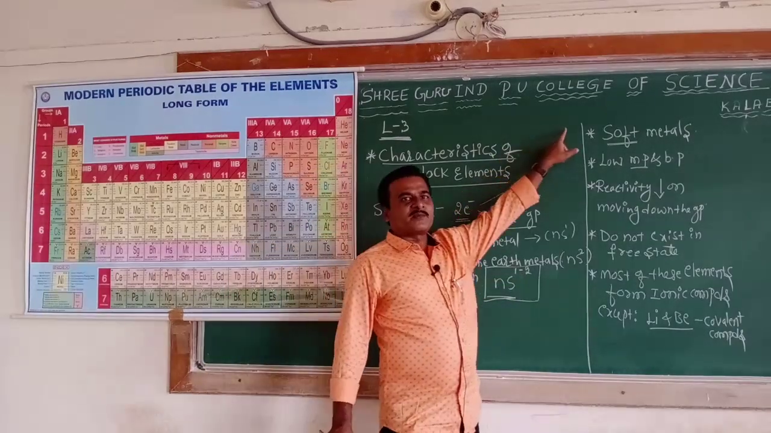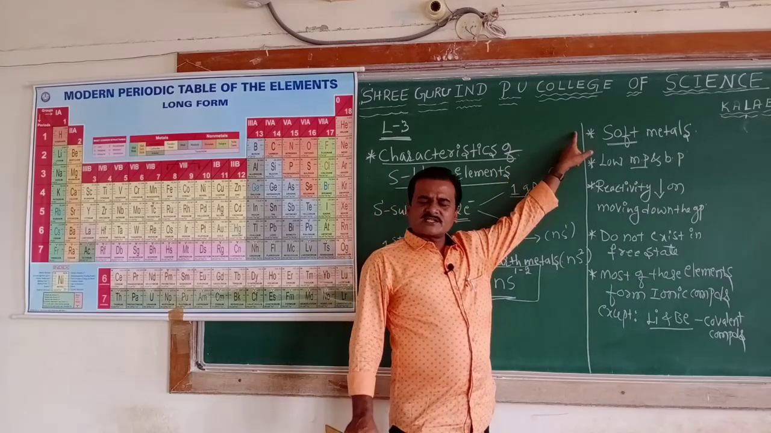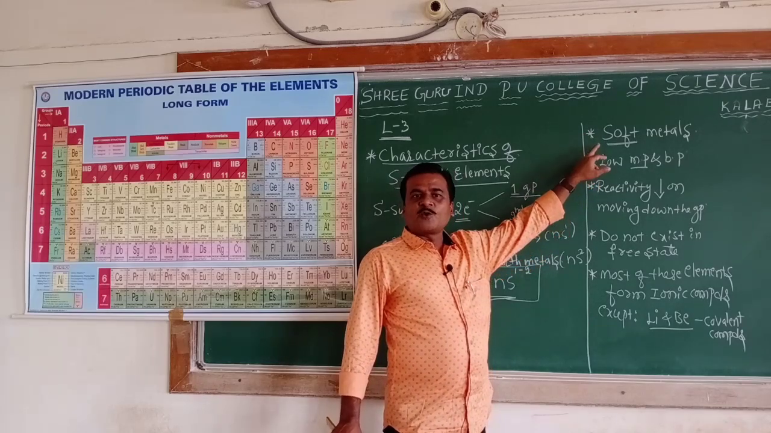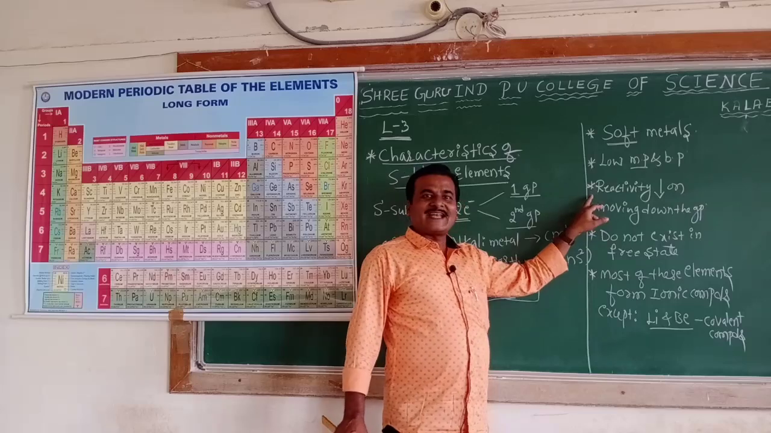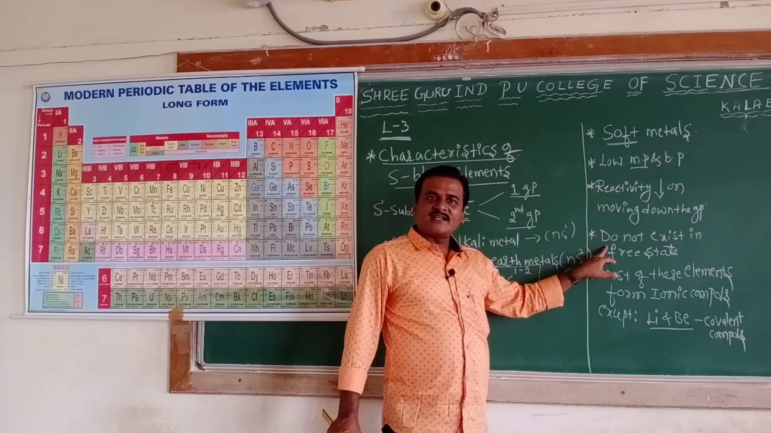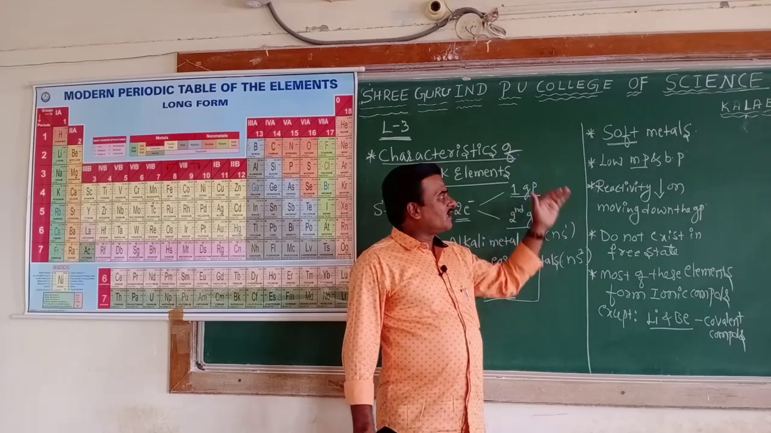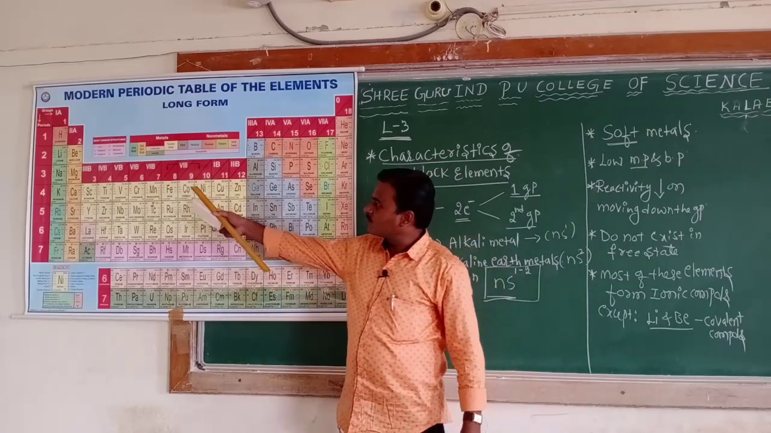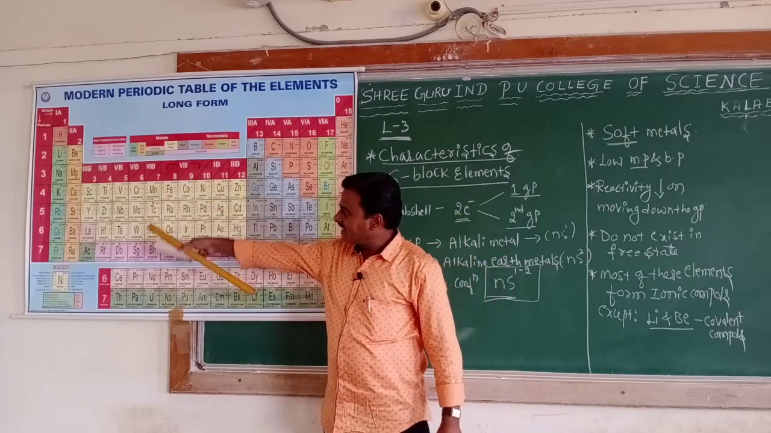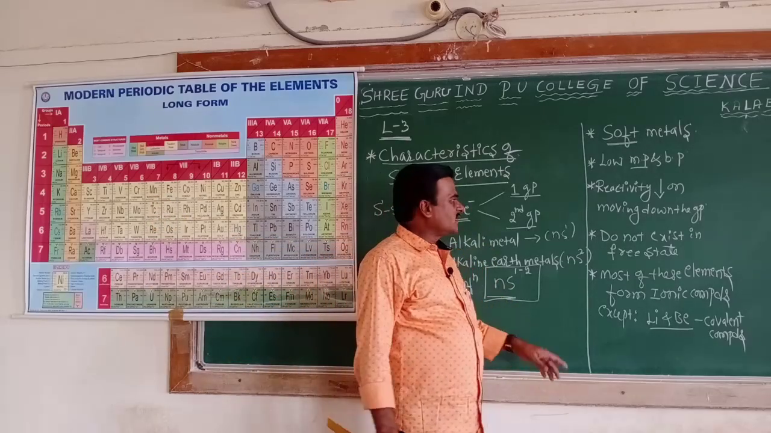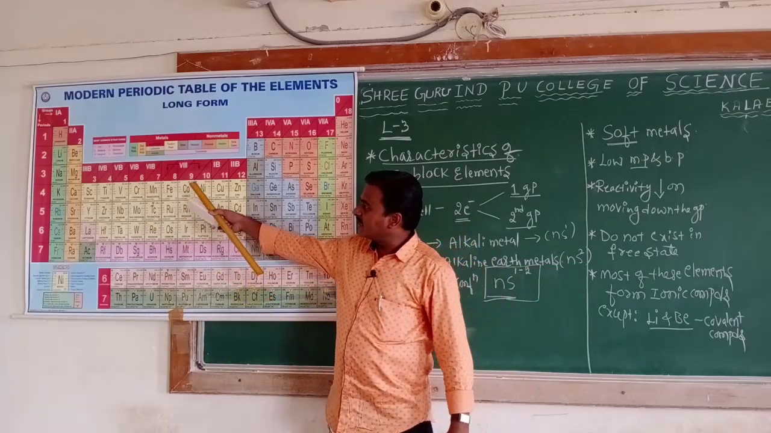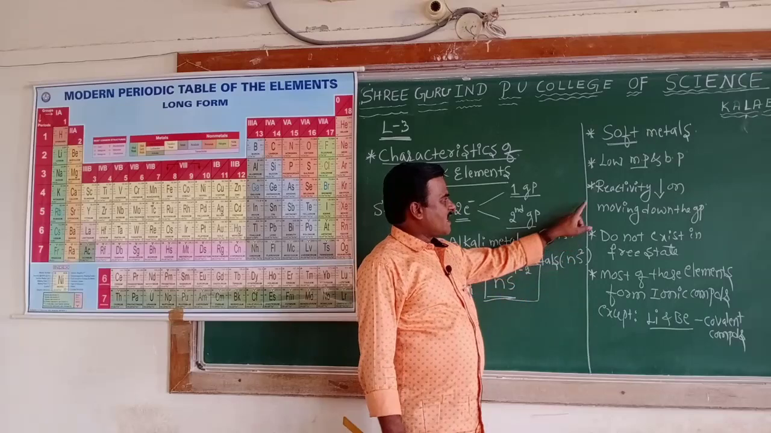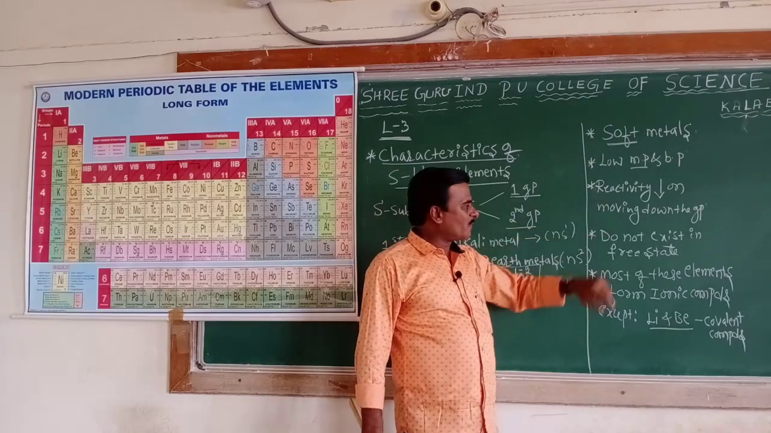Further, all these elements of S block are soft metals. They are highly reactive with low melting point and boiling point. Since they are reactive, they do not occur in the free state, and the tendency of reactivity decreases on moving down the group. In group 1, lithium is most reactive, then sodium, and so on. Similarly, beryllium is more reactive than magnesium, and magnesium is more reactive than calcium, and so on. The reactivity trend decreases on moving down the group.